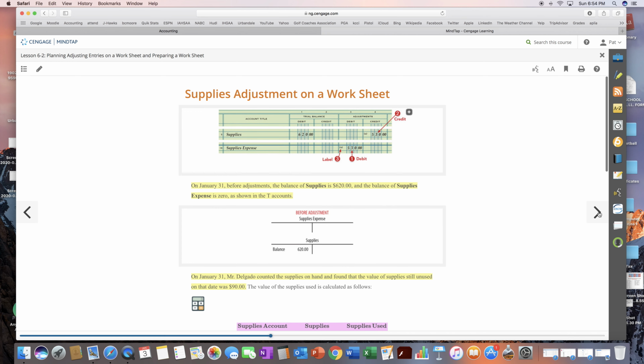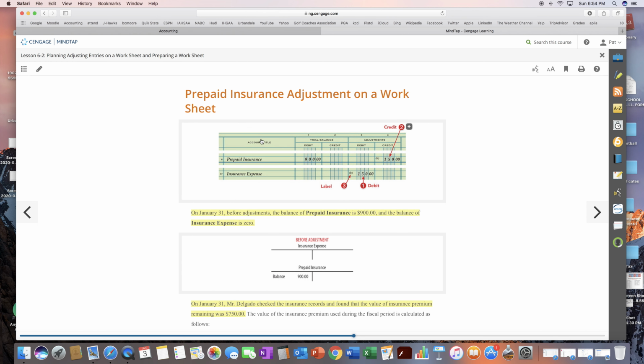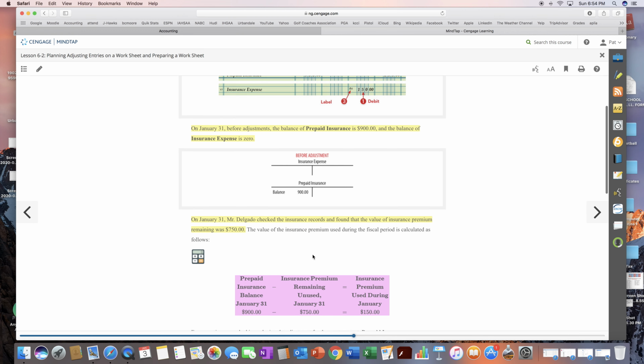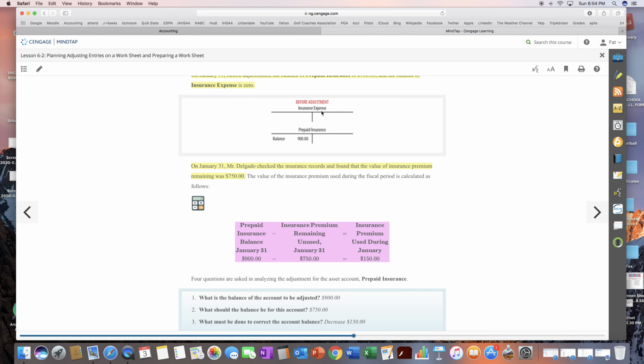Okay, so that's supplies. Now we will do the same thing for insurance. You see insurance in the trial balance. We have insurance expense is also another account that didn't have a number in its debit or credit. This line is just showing you there's a difference between the assets and the expenses here. Those are all the 200, 300, and 400 accounts. So at the end of the month, before adjustments are made, we think the value of insurance is $900, and the value of insurance expense is zero because we just started this company and we haven't made any adjustments.